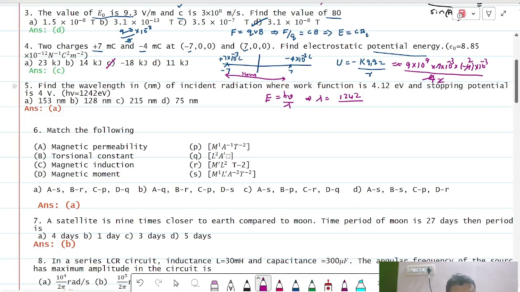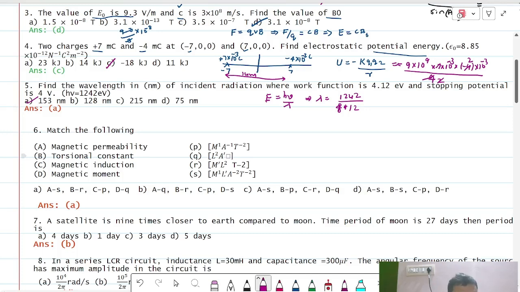Because here also electron volts is given, here voltage is given. So the E value here I can take as 4 plus 4.12. So that equals how much will come: 8.12. So now if you do the calculation, the answer 153 will come. So that is the answer.